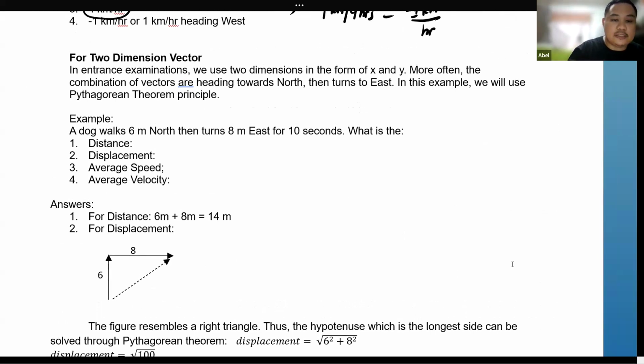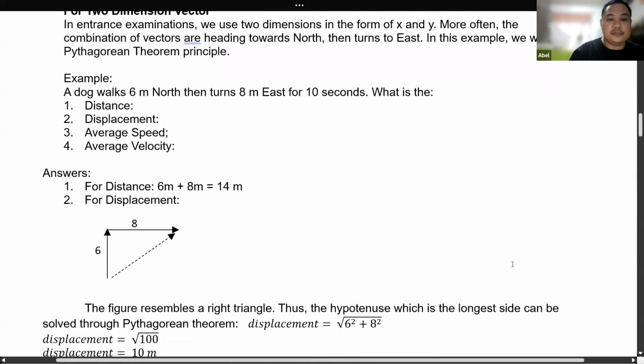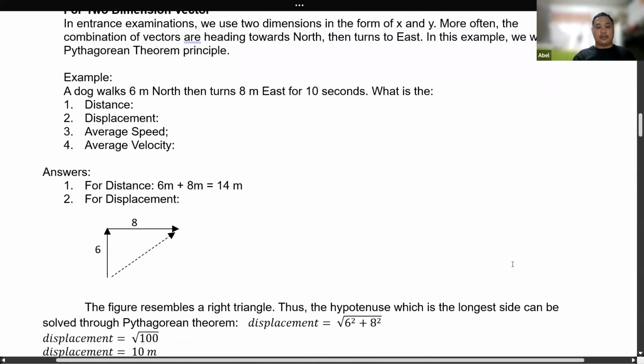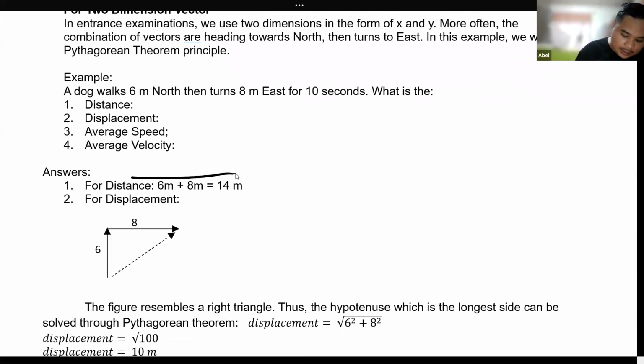A dog walks 6 meters north, then turns 8 meters east for 10 seconds. What is the distance? For the distance, it's very simple, right? That would be 6 meters plus 8 meters, that would be 14 meters, right? That is for the distance. Just simply add it. We don't care about the direction.